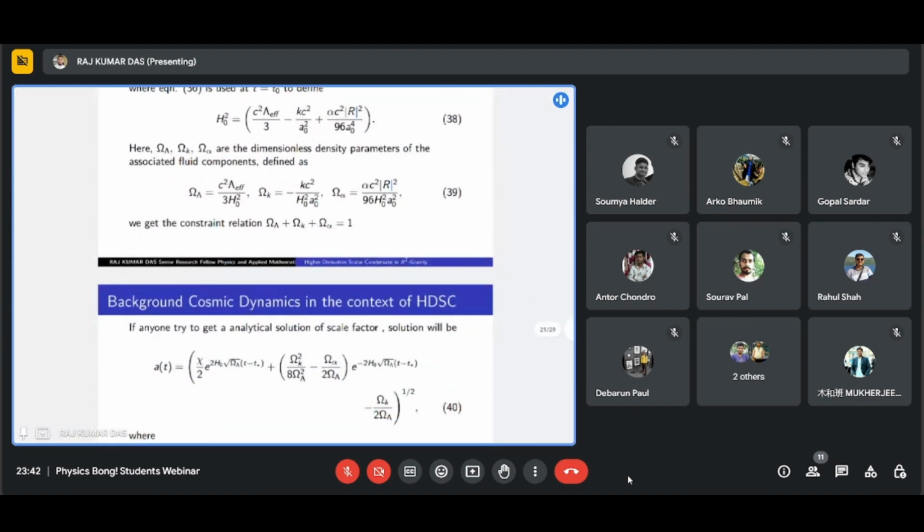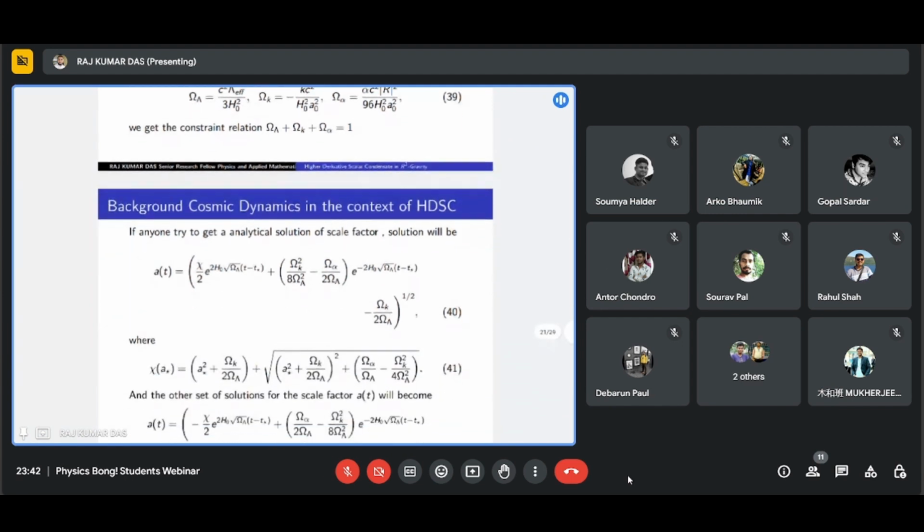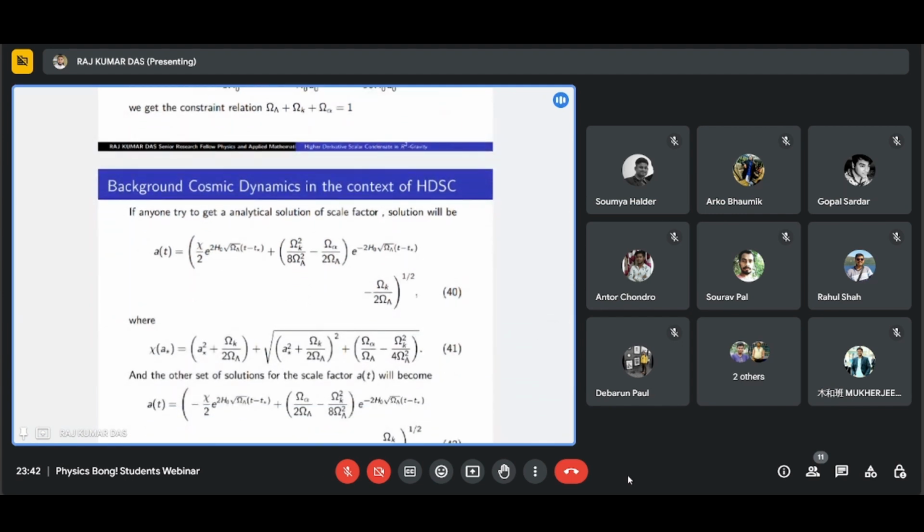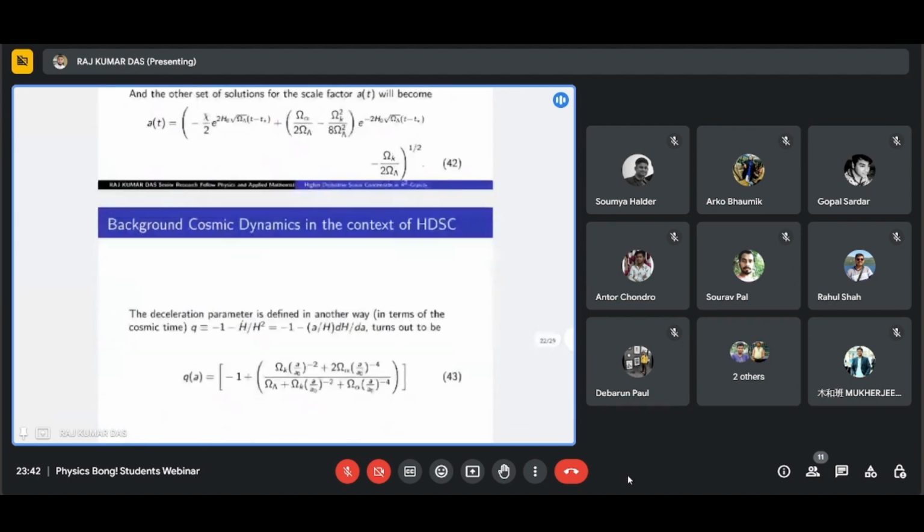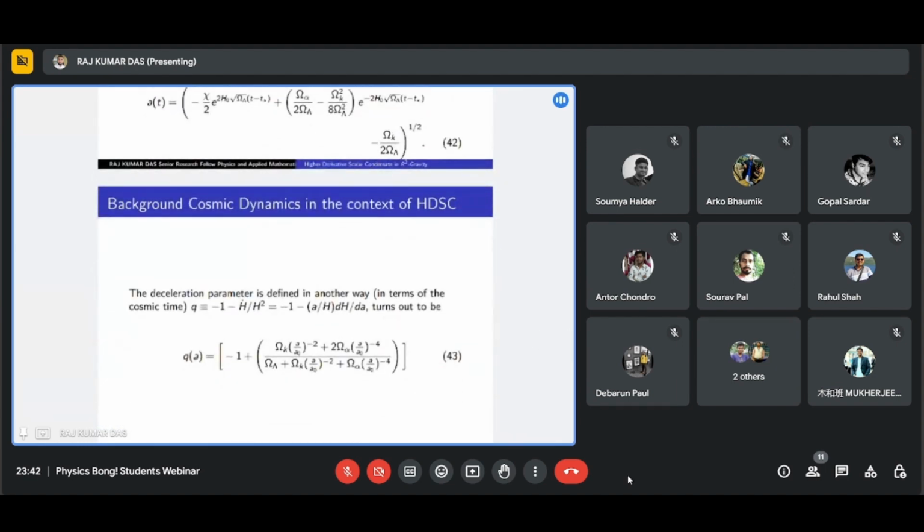Now we'll try to evaluate analytically the scale factor of our universe, a as a function of t, which we have derived in two cases. So this is our derived scale factor, and we'll try to evaluate the deceleration parameter, which is very interesting for studying the cosmological scenario, because of whether it is negative or positive. If q is negative, there is a chance of accelerated expansion, and if it is positive, there is a chance of decelerated expansion.